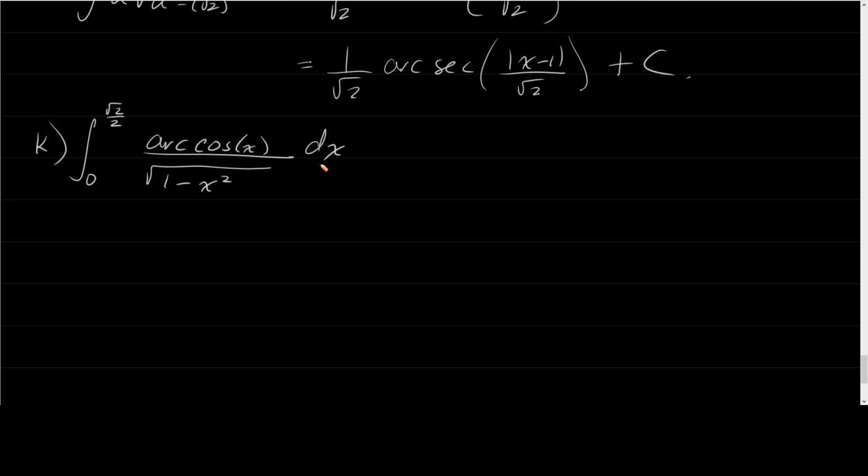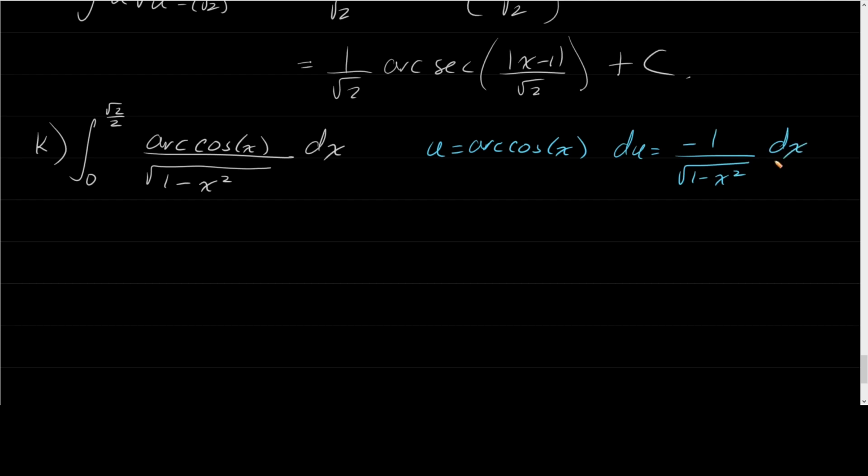Let's not deal with that. Let's get rid of that. So what we're gonna do is a u substitution. Let's say that u is equal to arc cosine of x. Then in that case, du would be negative 1 over the square root of 1 minus x squared dx. That is the derivative of arc cosine.